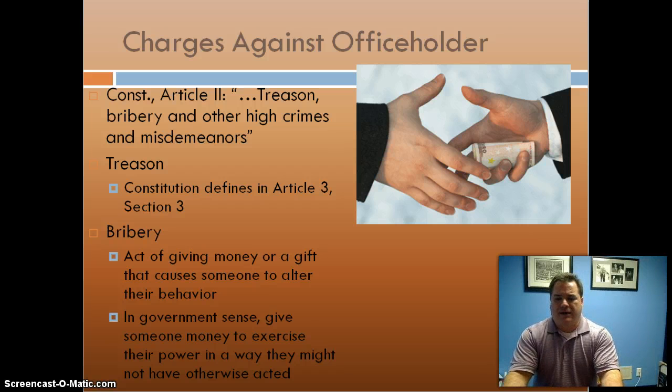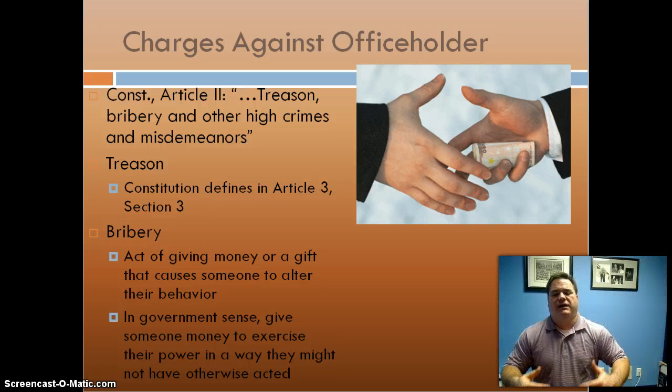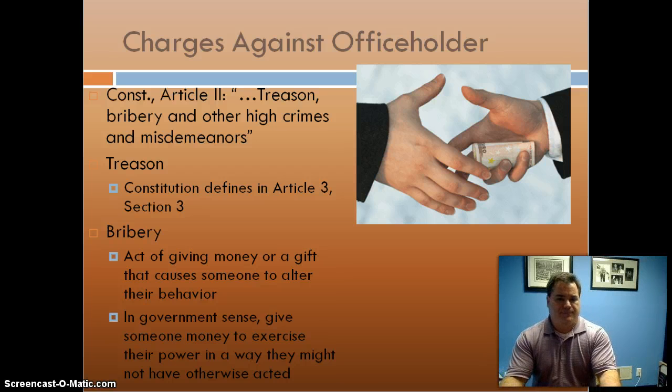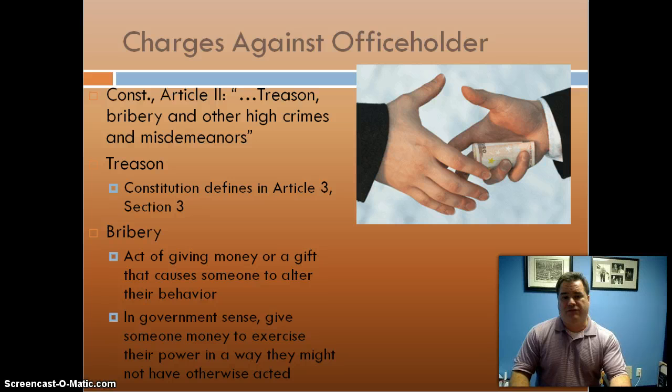Okay? So, again, you can be impeached for treason. Bribery is a serious charge against any public official. Bribery is the act of giving money or some sort of gift, causing someone, in this case the public figure, to alter their behavior. So in a governmental sense, giving someone money or a gift to exercise their power that they're granted through the public trust in a way that they might not have otherwise acted. And they're doing it for personal gain.